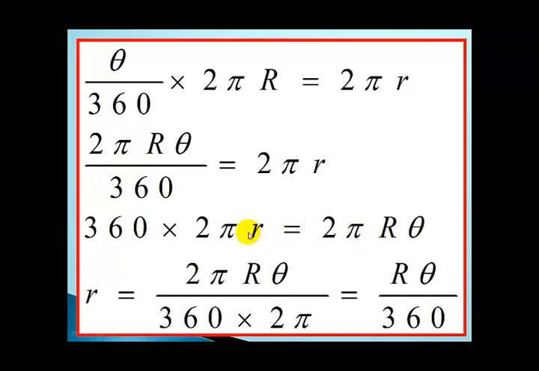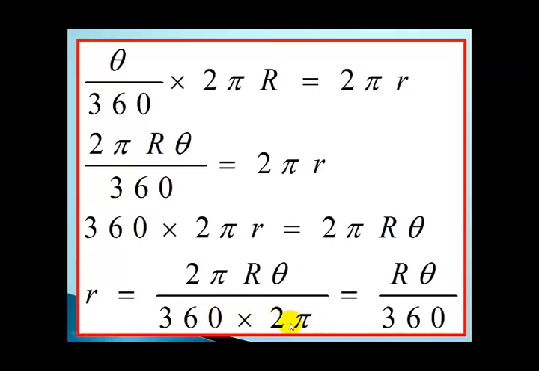We are solving for the base radius, that is r, which means that we have to divide the left hand side by 360 times 2 pi. And we also divide the right hand side by 360 times 2 pi. So we have r left on the left hand side is equal to 2 pi r theta divided by 360 times 2 pi.